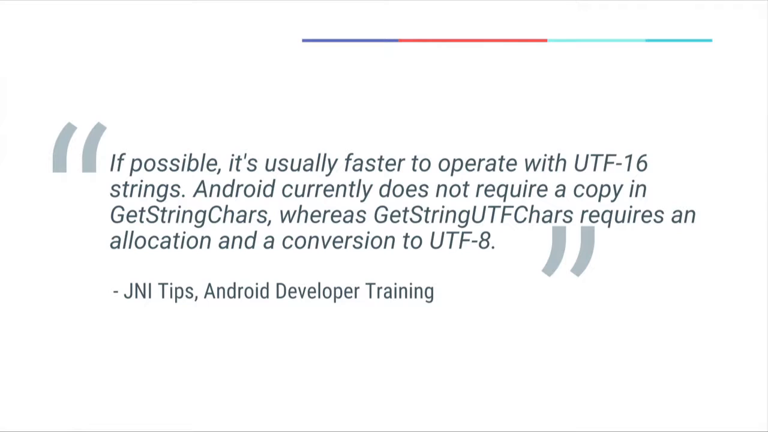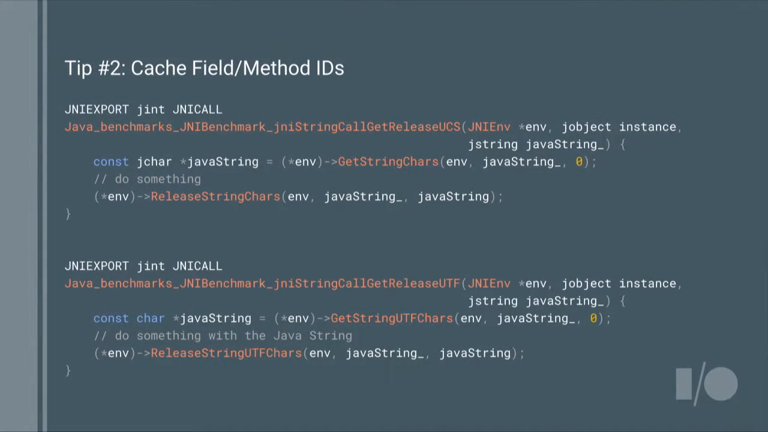If possible, it is usually faster to operate with UTF-16 strings. Android usually does not require a copy in GetStringChars. Basically, it makes sense: if we don't have to copy strings, it's going to be faster, right? So here are the two calls that get a string. You can either get the UCS string, which is a 16-bit standard format for the managed side of things, or UTF, which is what a lot of our native code expects. Since there's no conversion going on, we would expect the UTF to outperform the UCS.